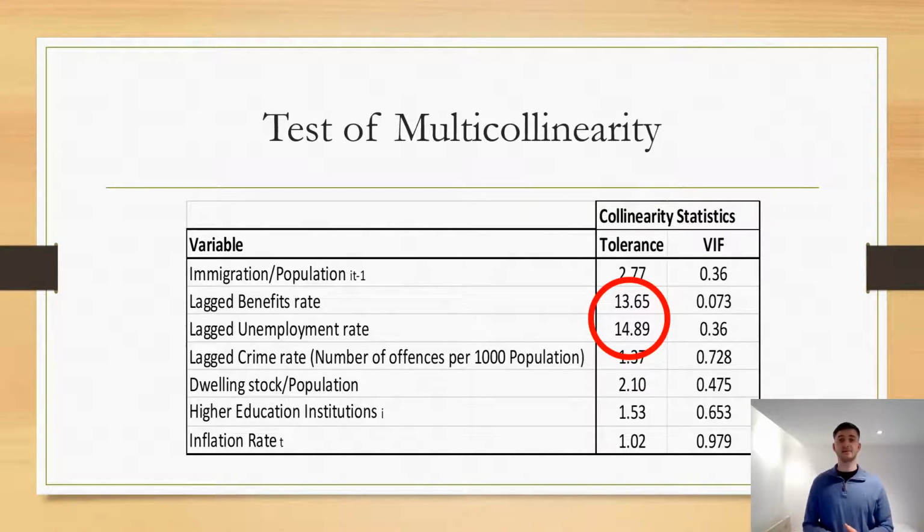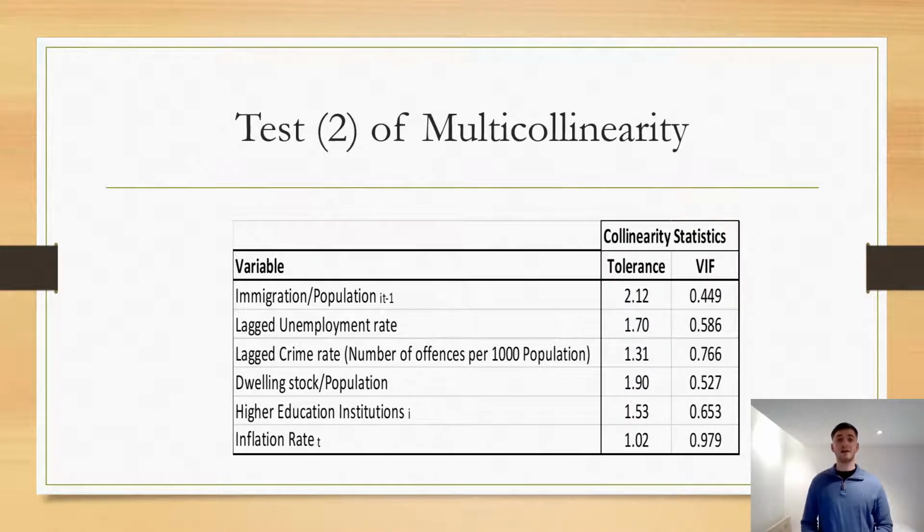As you can see from my table, both the lagged benefits and the lagged unemployment rate are above 10, suggesting multicollinearity. You'd expect this as people who are unemployed tend to apply for benefits to receive an income. Therefore, I removed the variable lagged benefits rate because there was multicollinearity between two variables.